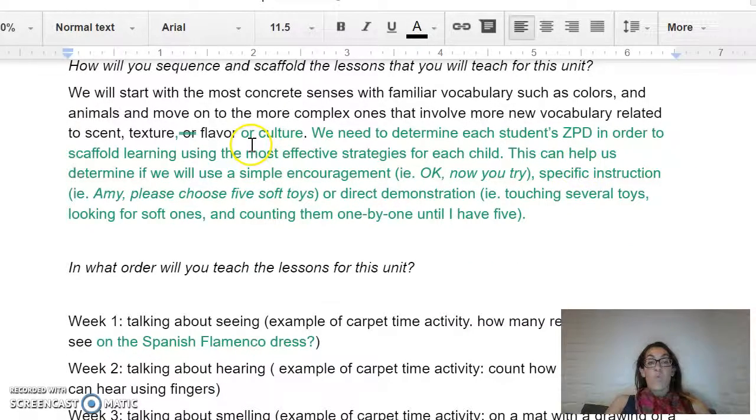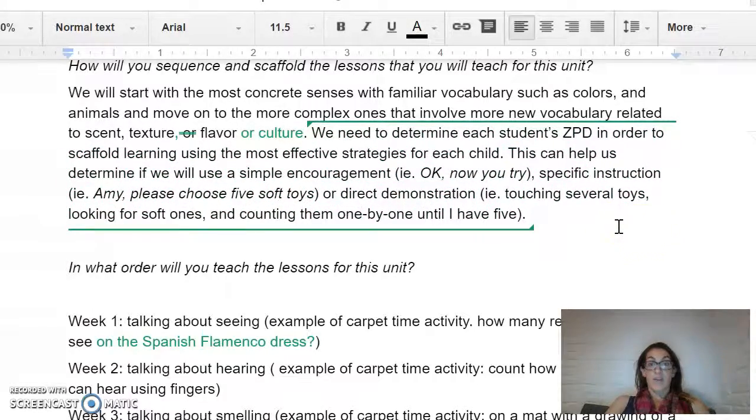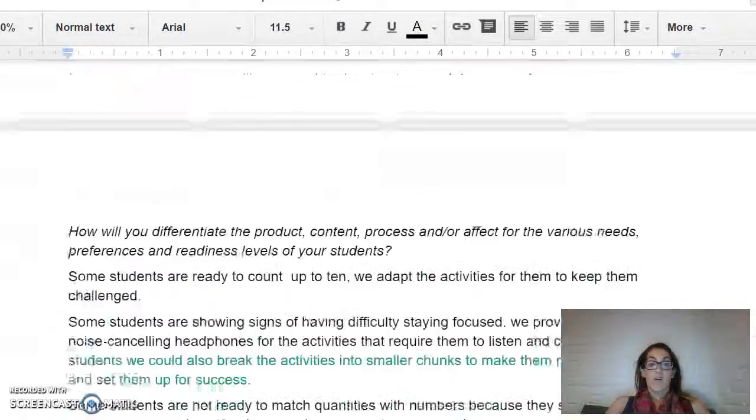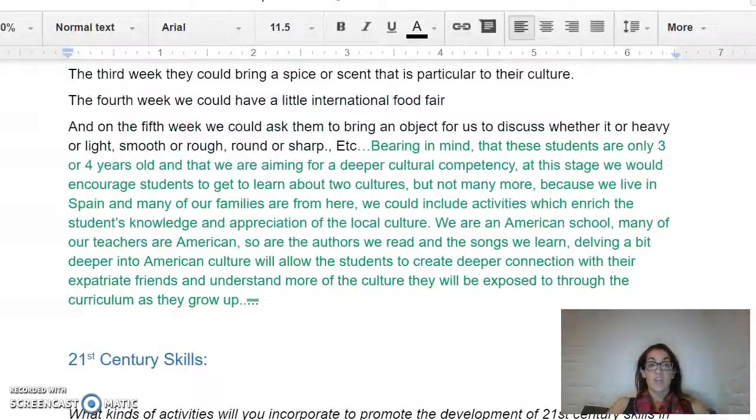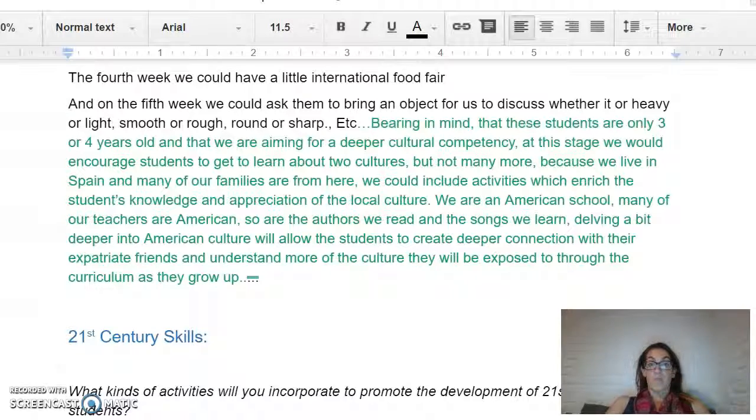Also, when we were revising this, we had already started learning about the zones of proximal development. So I was able to include this type of scaffolding in the unit, which I think is rather effective and important. Overall, I think those were the two main changes that I was very satisfied with.